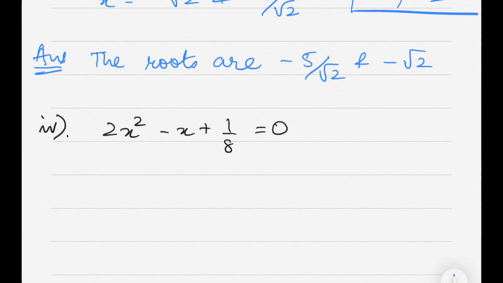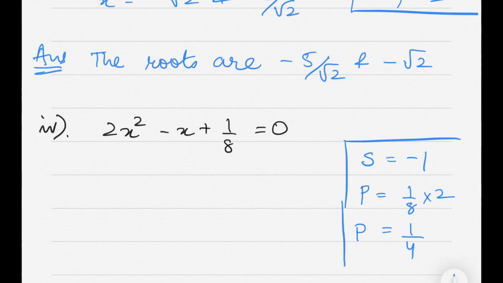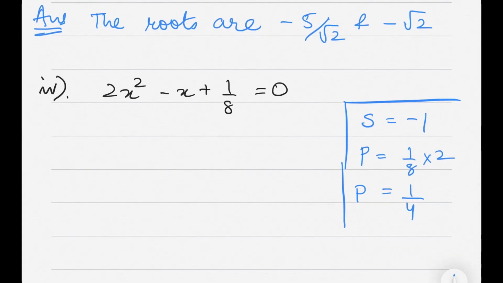Fourth part, we have 2x square minus x plus 1 by 8 is equal to 0. Okay, so here my sum is equal to minus 1 and product is equal to 1 by 8 into 2. So product is equal to 1 by 4. Okay, so now we have to find the numbers in such a way that my sum is equal to minus 1 and product is equal to 1 by 4. Okay, so what will be my numbers, guys?